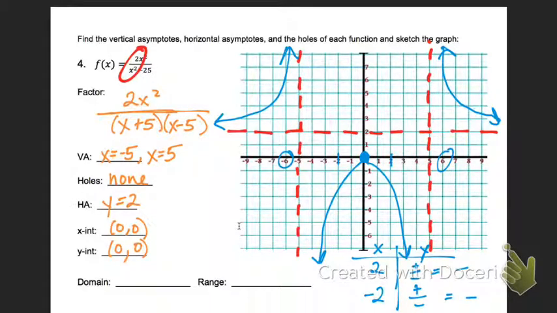So if like 6 squared minus 25, is that positive or negative? What's 6 squared? 36 minus, so that's positive. So it means it's up here. Positive.